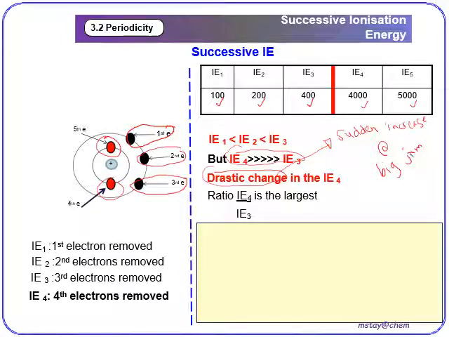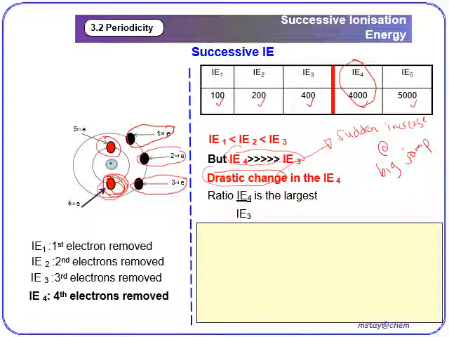Okay, so now we look at the structure of the atom. The fourth electron is in the inner shell. So this suddenly increased IE value is due to the inner electron being closer to the nucleus. That's why the attraction is stronger, and much more energy is required.